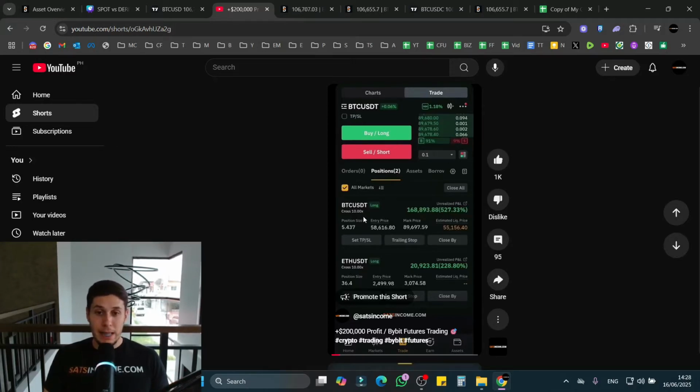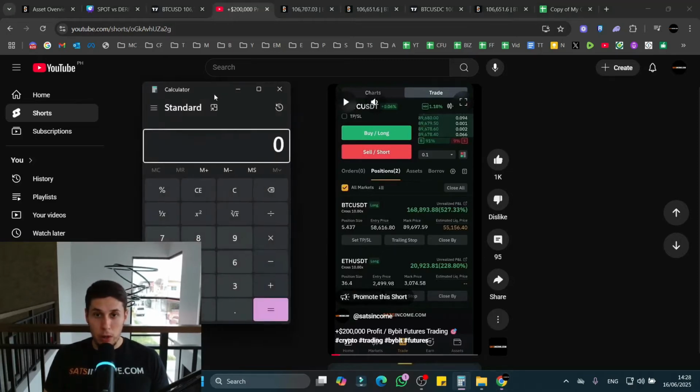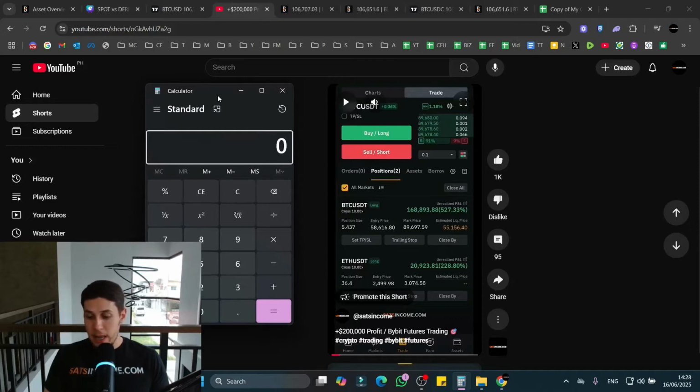Again, you have to understand the difference that leverage can make. So in this case, I use 10x leverage. The position size, it's 5.437 Bitcoins, right? So we have to bring the good old calculator in order to calculate how much is this. So 5.437 times $58,616. So the position size in this case is very similar to the position size of the previous trade. It's $318,000. But the thing is that here I actually put down 10 times less money, right?